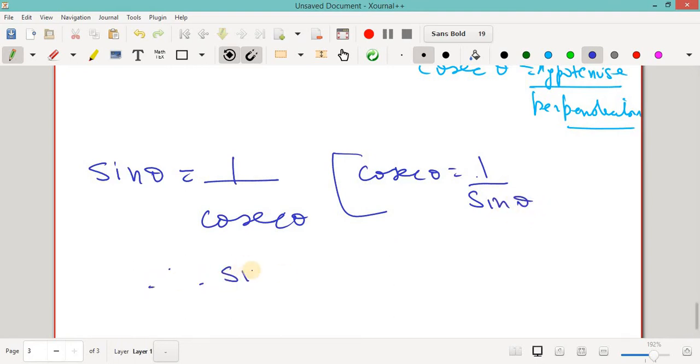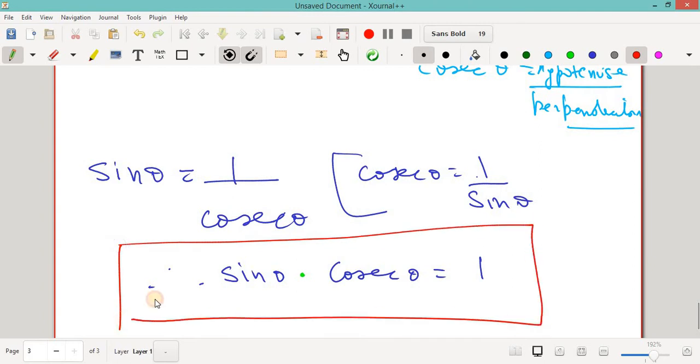One important formula from here can come. That is, sin theta into cosec theta is 1. Very important formula: sin theta into cosec theta is equal to 1. We are going to use this in our future sessions also.